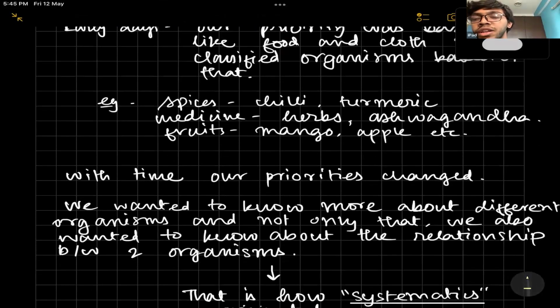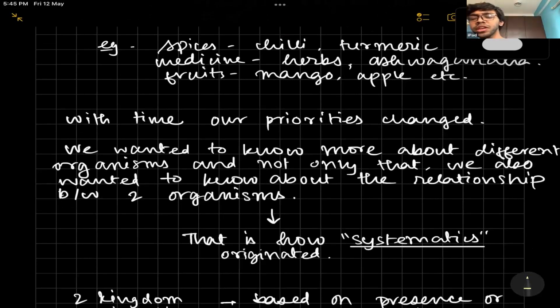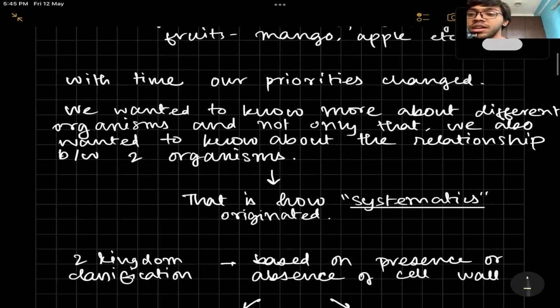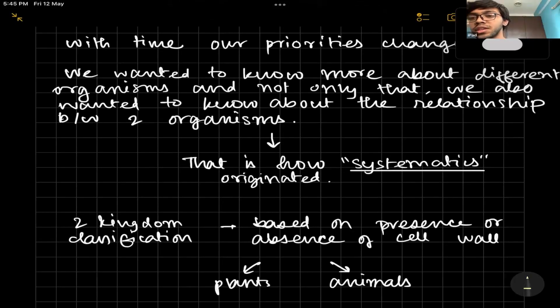But with time, when our basic needs started getting fulfilled, we became curious to learn about organisms more and more. We wanted to know not only about the organisms but also about the relationship between two different organisms, and that's how systematics originated. Systematics is a branch of taxonomy which deals with the study of organisms, including the relationship between them, which is known as phylogeny. So systematics includes the study of phylogeny of organisms and the study of organisms.